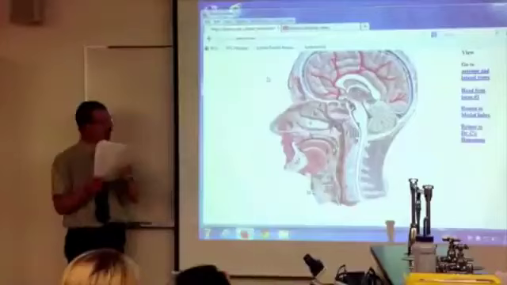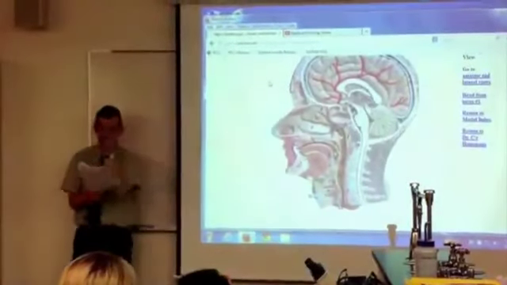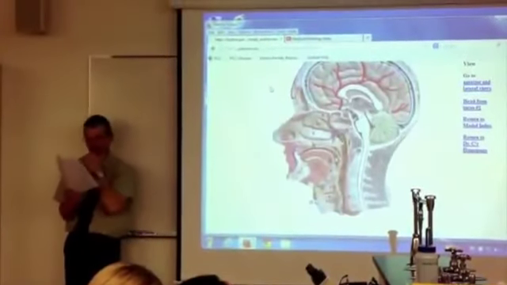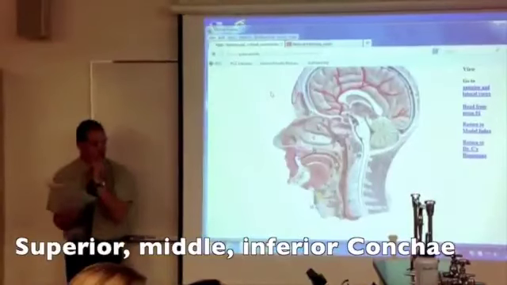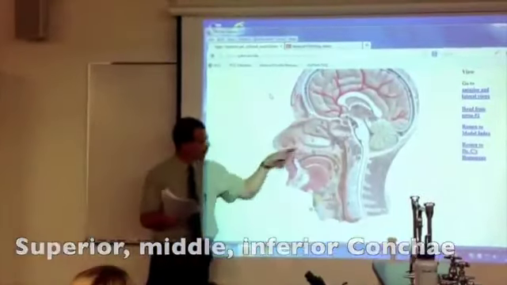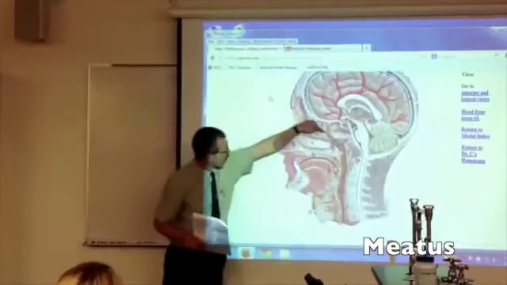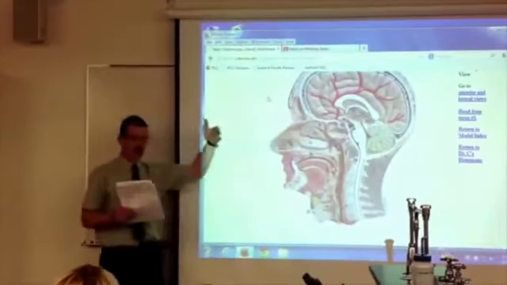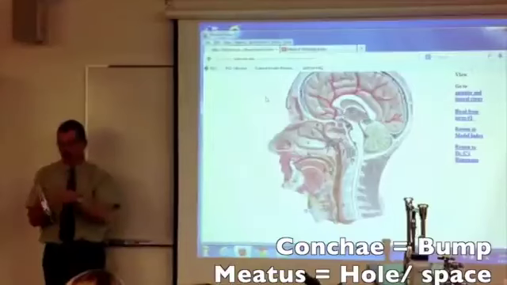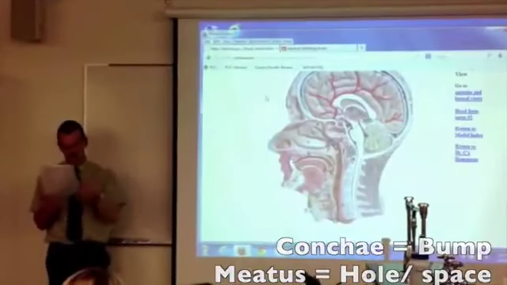But I bet you money you can tell me A, B, and C. What's A? Superior, middle, and inferior nasal concha. So where's the meatus? In between. That's the tubing that's under or between the conchae. So the conchae is the bump, the meatus is the hole or the space.